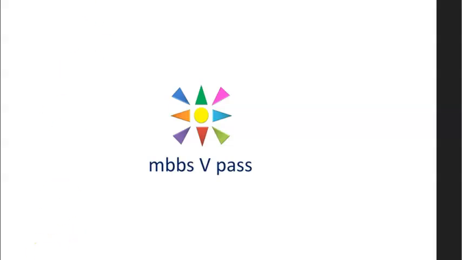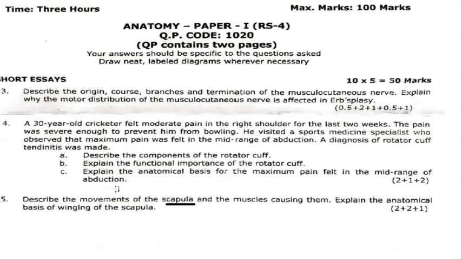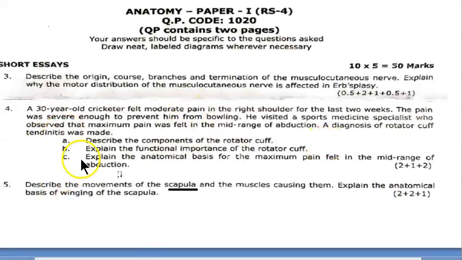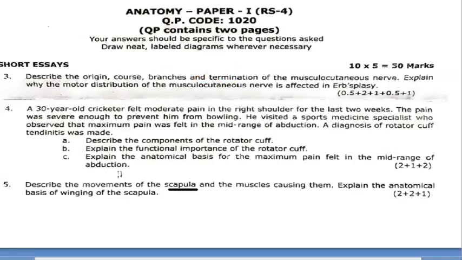Now let's go to the last part of the question. Do you remember the last part of the question? Explain the anatomical basis of winging of scapula. Winging of scapula, if you observed, was not there in the movement. It's not a movement of scapula. It is a clinical condition. Okay. So they're asking the anatomical basis.